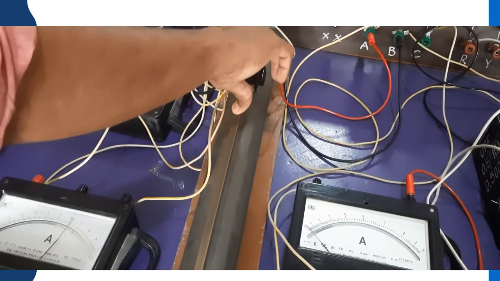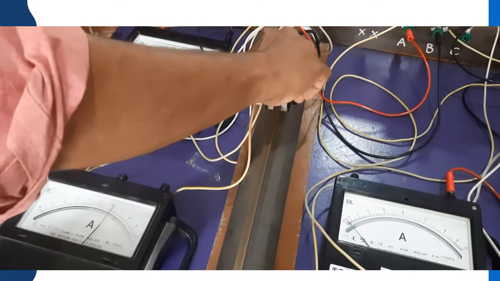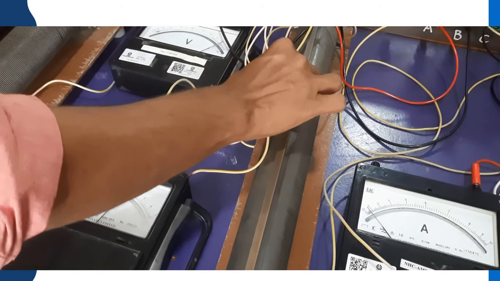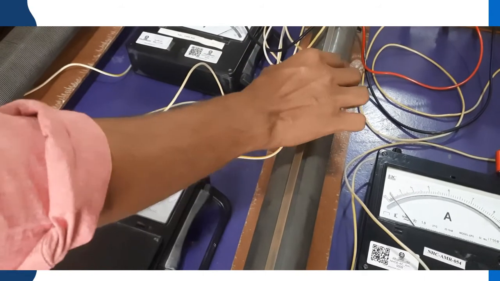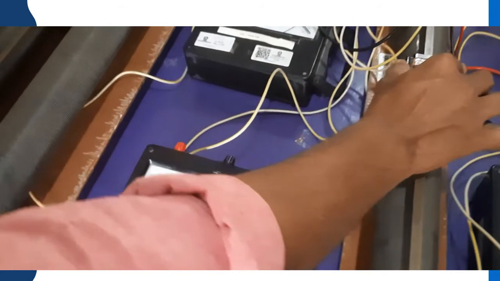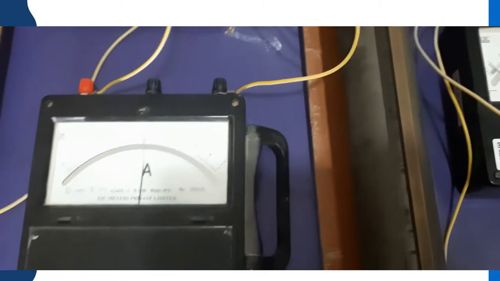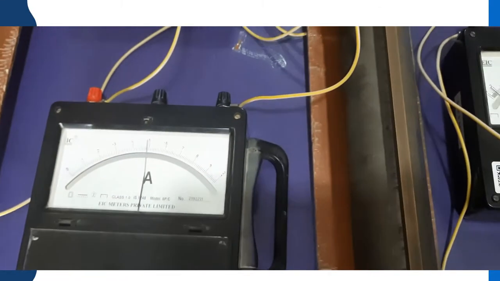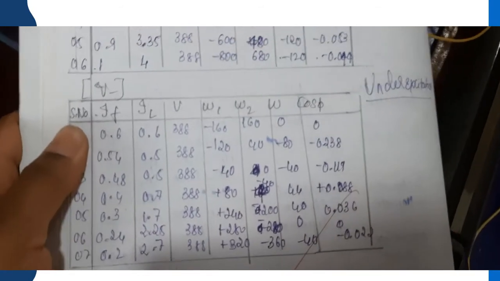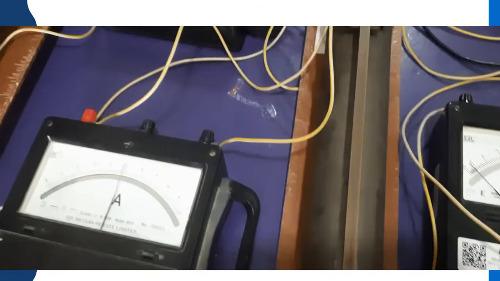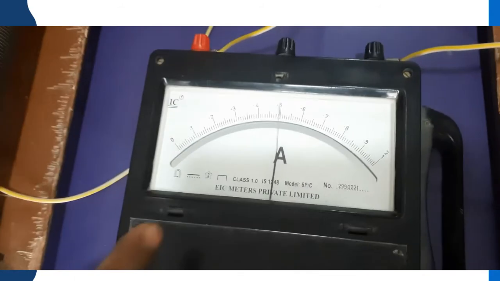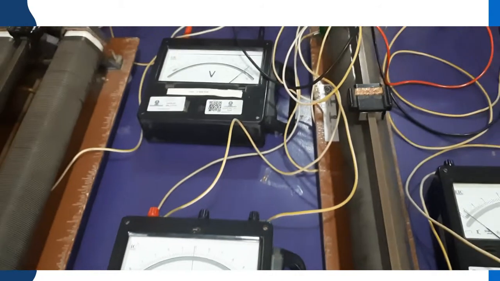So you can see we are reducing the field current, which is nothing but under excitation. Note down around 4 values from 0.6 to 0.2. In each step, note down IF, that is field current.